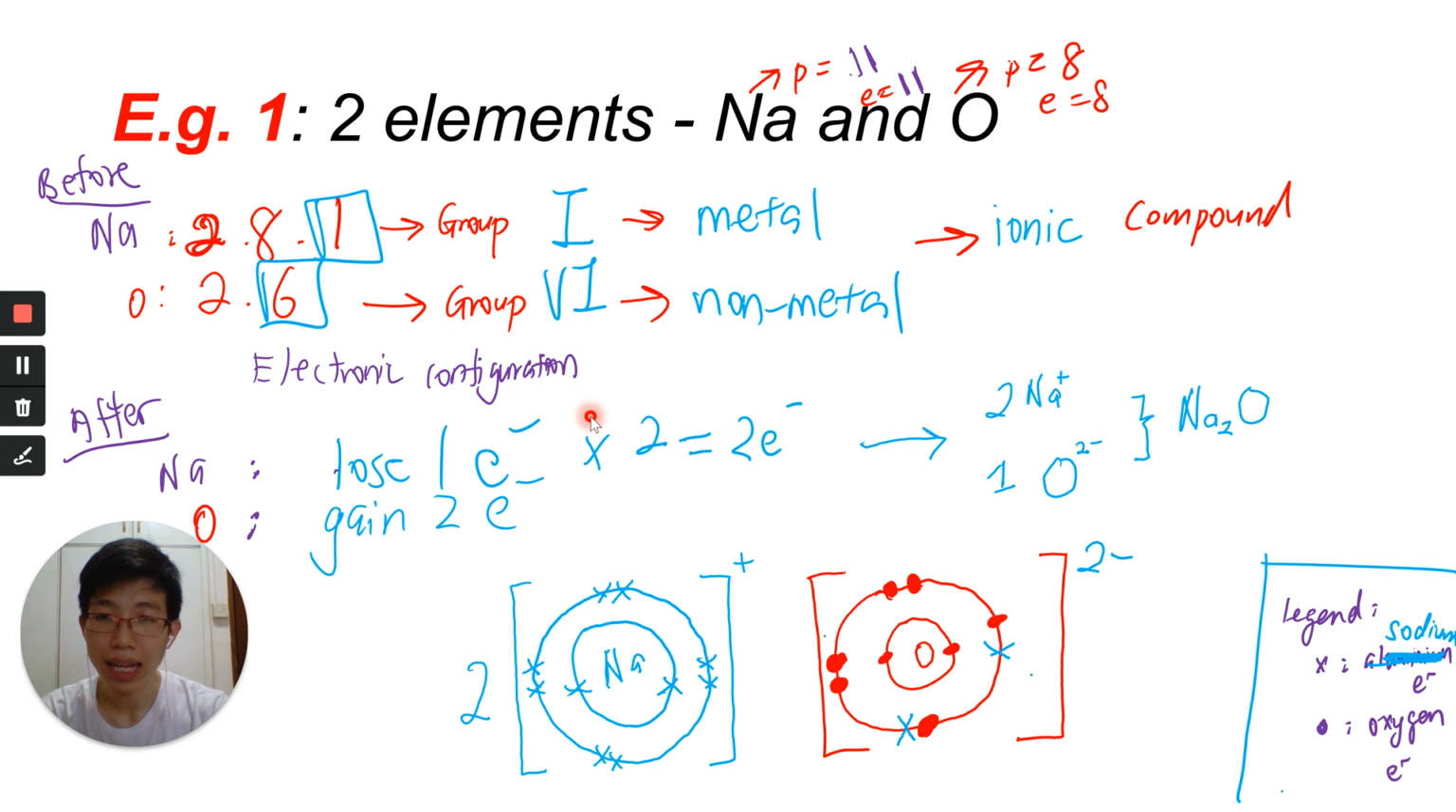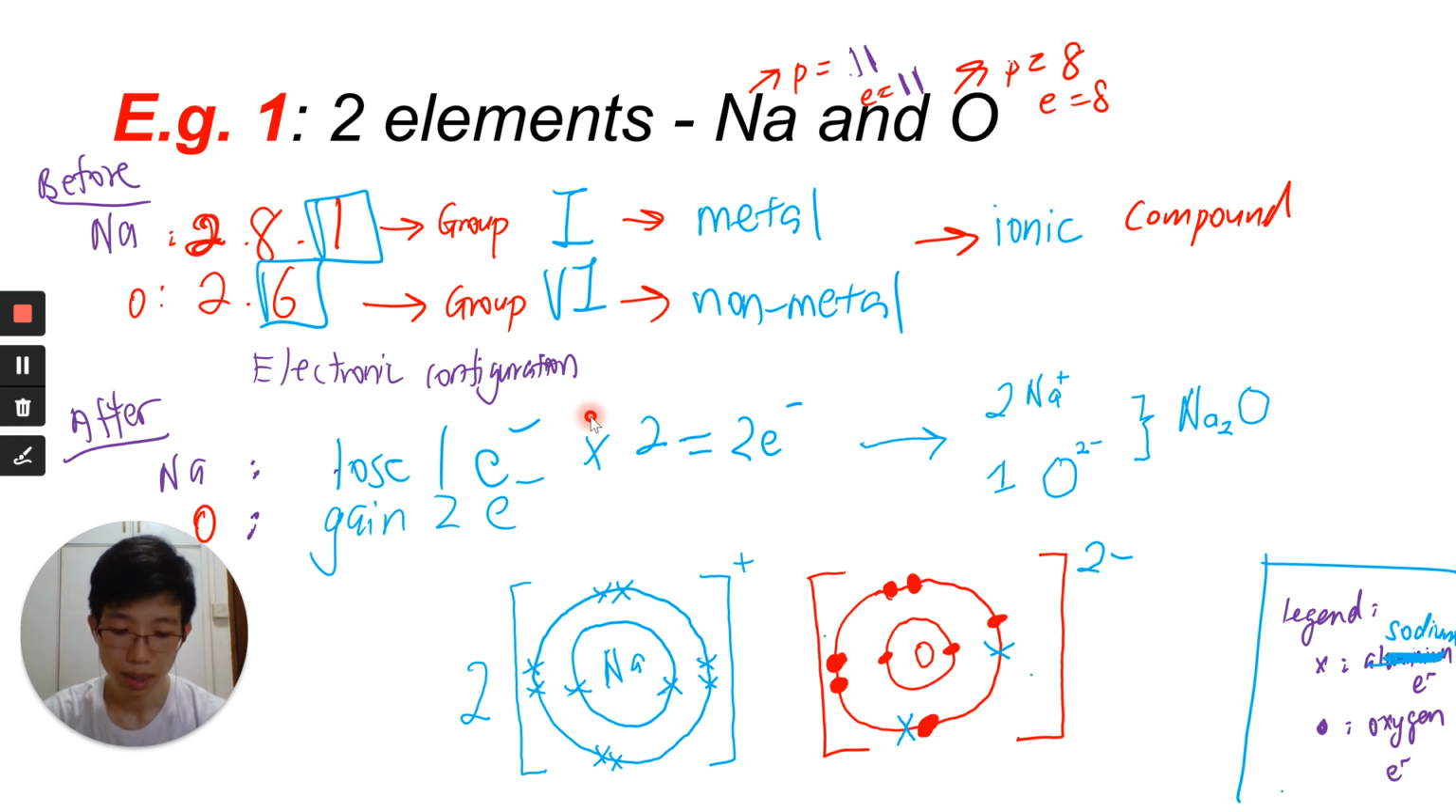So for oxygen in this case, you just need to times 1 in order to have the same electron distributions as compared to sodium and oxygen. That's why in the end, your chemical formula for sodium oxide will be Na2O.